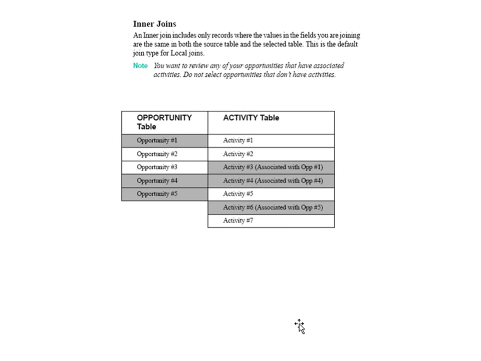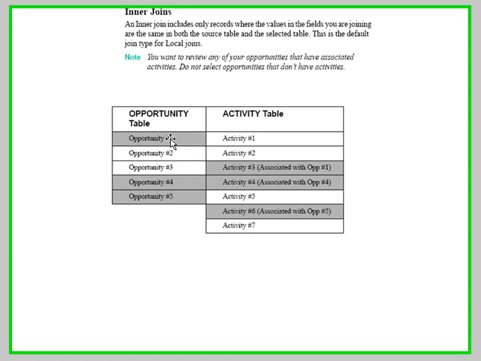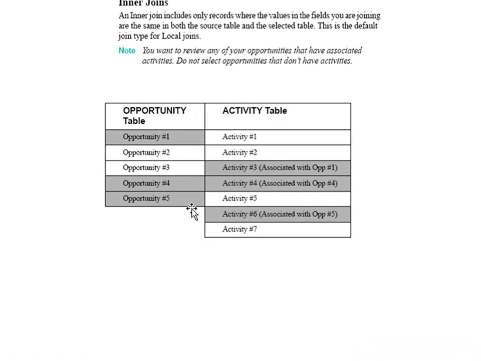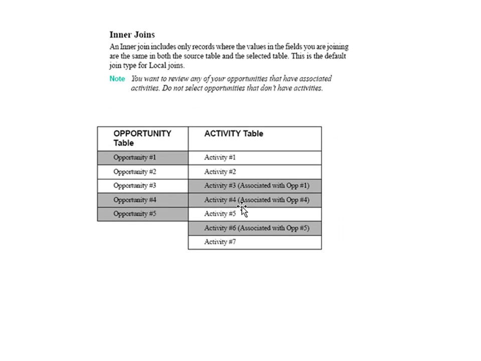An inner join includes only the records where the values in the fields you are joining are the same in both the source and the selected table. It's the default type of join for local joins. So here you have opportunities 1, 4, and 5 that are associated with activities 3, 4, and 6. So it would only show those records that have data in each table. Let's look at the next type.